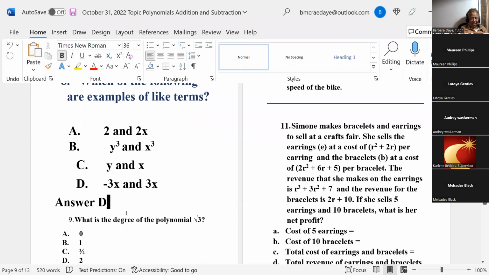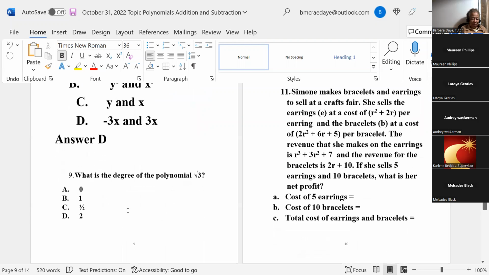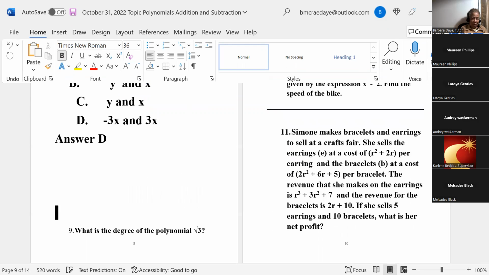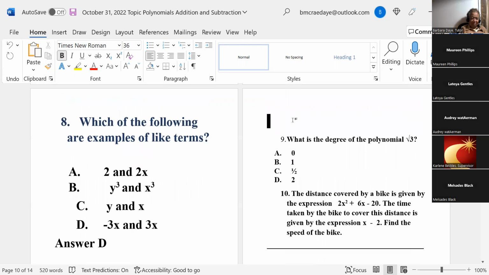Okay. Now this one, I thought I had emphasized that, but I guess I didn't. Maureen, what's the degree of the polynomial square root of 3? And half. Very good. Maureen heard it. Thank you, Maureen. I'm glad somebody heard it, because someone told me they didn't hear that. It's 1/2. So what's the answer, Maureen? C. Okay.